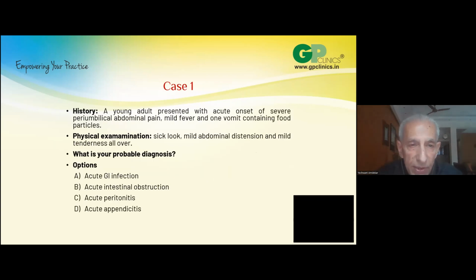Now, this is your first case. This was a young adult who presented with acute onset of severe periumbilical abdominal pain and mild fever and one vomit which contained food particles, besides complaining of abdominal distension. Now look at this. Painful abdominal distension. Okay, take a note of this. And on physical examination, you found a sick person with mild abdominal distension, not major. Look at this. His main complaint is pain, but he also has abdominal distension and it's tender all over.